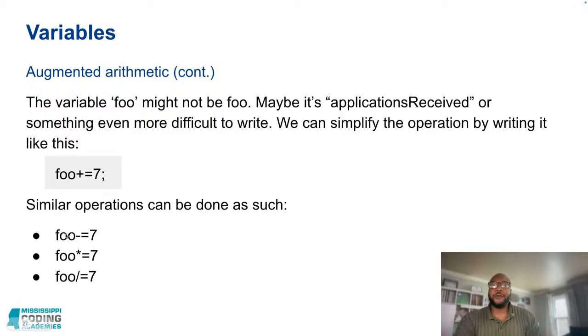So I would take foo. Here I'm saying foo gets foo minus 7. Foo gets foo times 7. Foo gets foo divided by 7. That's what's happening here.